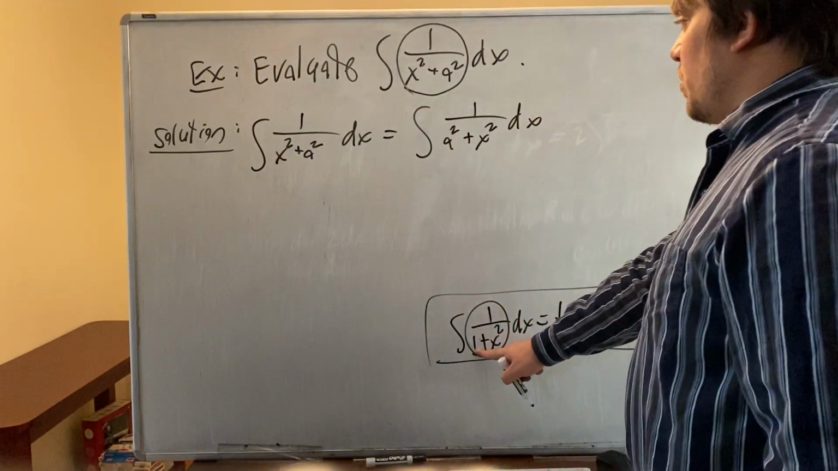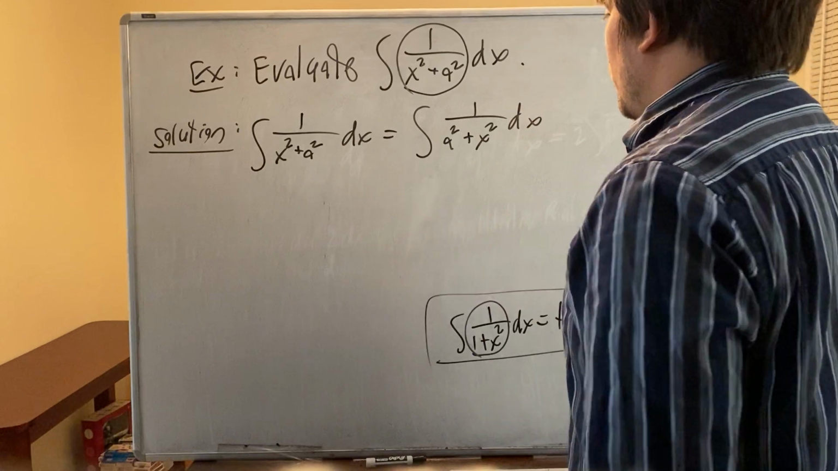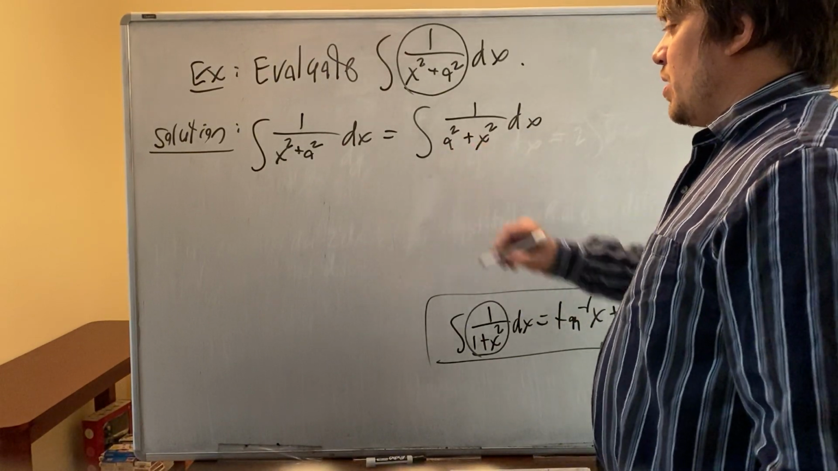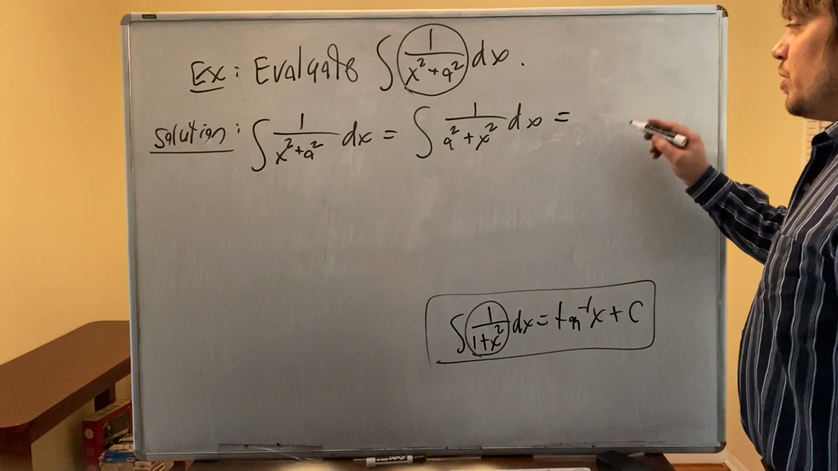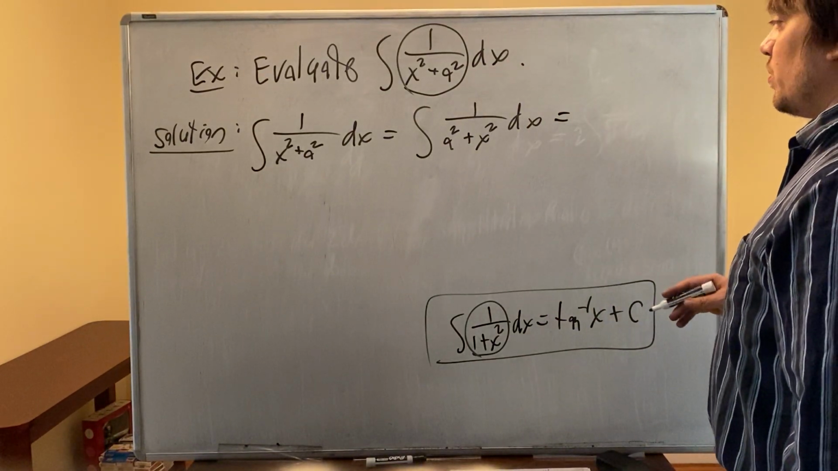I want that to be a 1 where there's an a. So in order to make this a 1, I would have to divide by a squared in the denominator. And so we can do that. So we're going to divide the numerator and denominator by a squared.